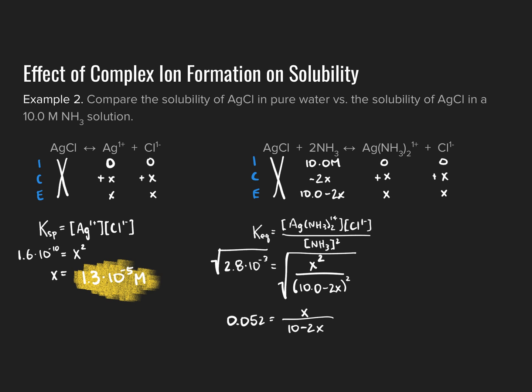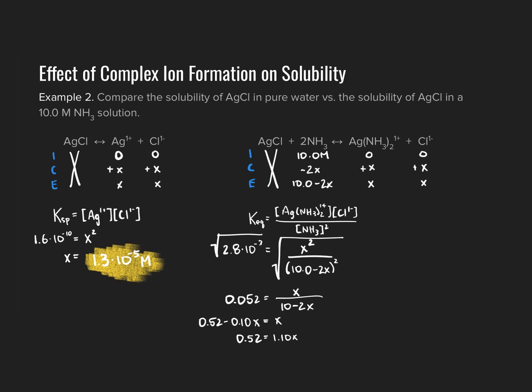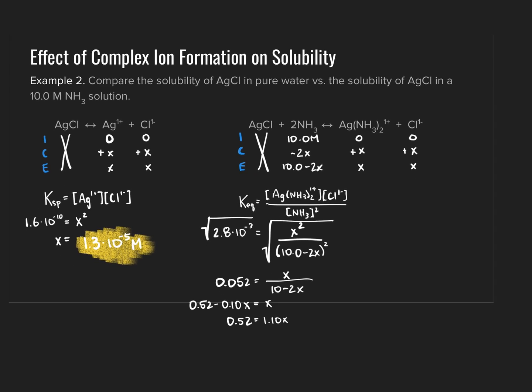And I can now simply solve algebraically from here. I'm going to multiply both sides by 10 minus 2X. That yields an expression which is 0.52 minus 0.10X is equal to, on my right side, just my X left over. Add the 0.10X to both sides, and that gives me 0.52 is equal to 1.10X. And then simply solving here, dividing by 1.10, yields an X value of approximately 0.47 molar.